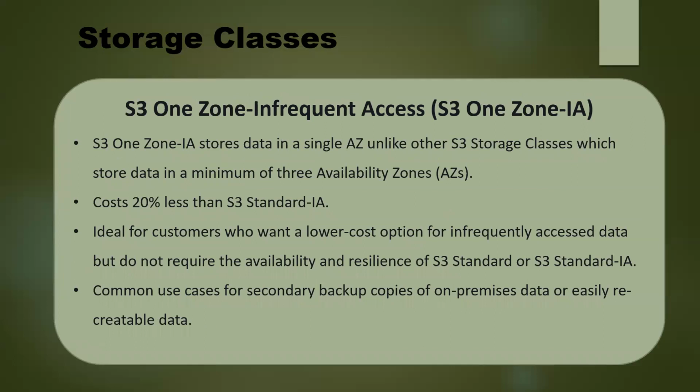Now, there is another variation of infrequent access called S3 One Zone Infrequent Access, with the difference being it stores data in one availability zone, unlike other storage classes which store data in a minimum of 3 availability zones. Due to this, it is almost 20% cheaper than S3 Standard Infrequent Access. This is ideal for use cases like a secondary copy of on-premise data. You basically use this storage for data which you can afford to lose or easily recreate.